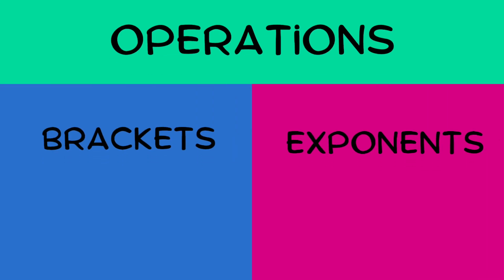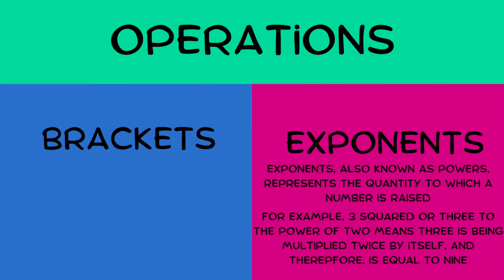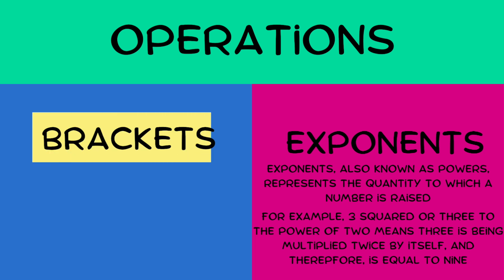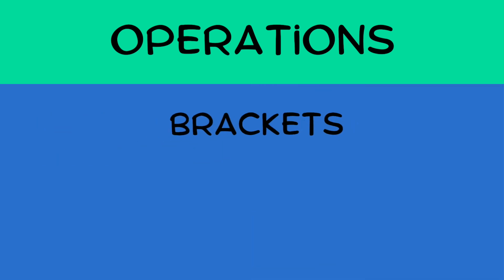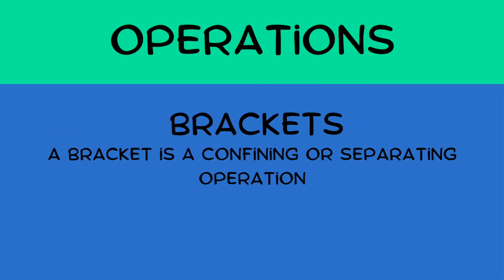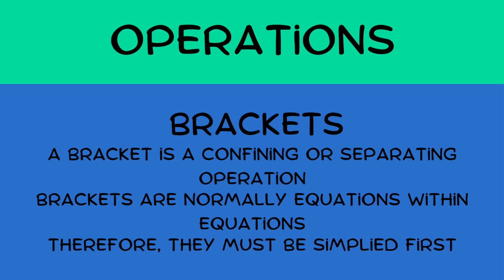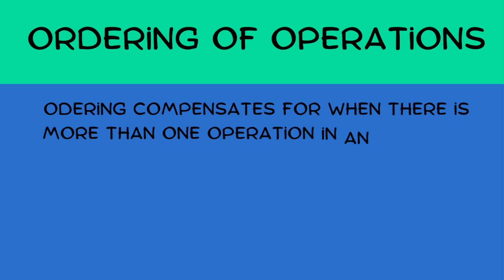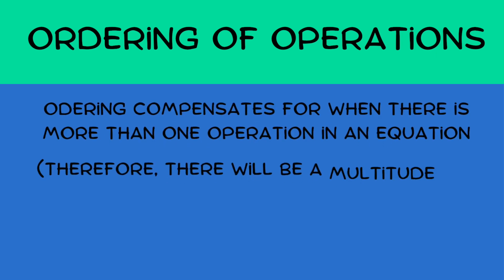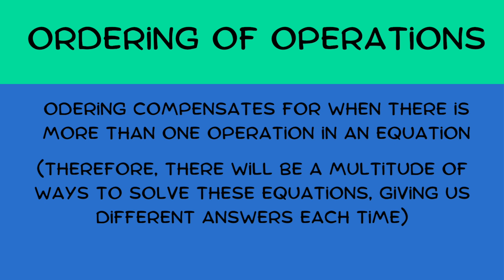Our final 2 operations are brackets and exponents. We know about exponents from previous sections of this topic, but brackets are fairly new. A bracket is simply a confinement or separation operation. Think of a bracket as an equation within an equation, and we must simplify the contents of the bracket before anything else. This brings us to the ordering of these operations. This ordering compensates for equations which have multiple operations and a multitude of different answers if tackled differently.